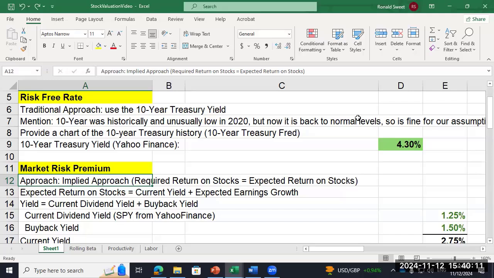And then several years ago, Barclays came out with their approach. I think I put the Barclays article out there. It's dated, but it's still a really good read. It's called the implied approach. Almost the entire world is now using the implied approach. And the implied approach says we don't know what the required return on stocks is. We don't know what investors require, but we can certainly come up with what we expect stocks to make. And we can calculate that number. And let's just assume those numbers are the same.